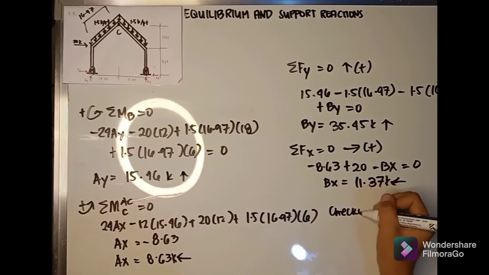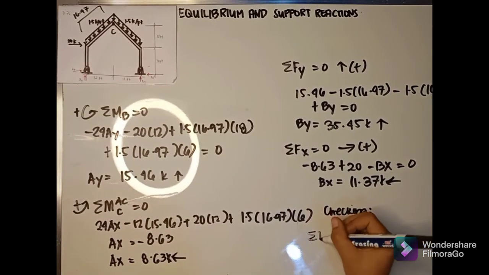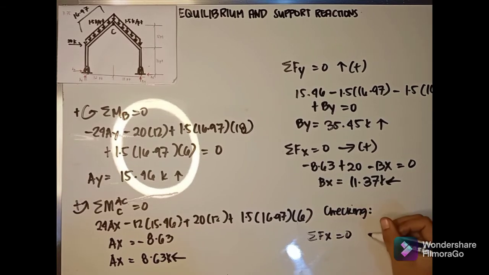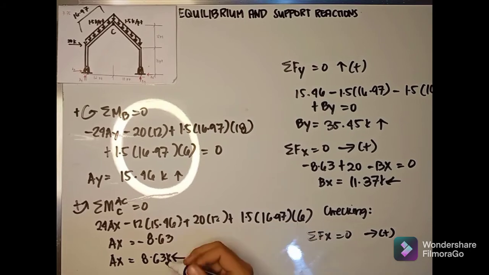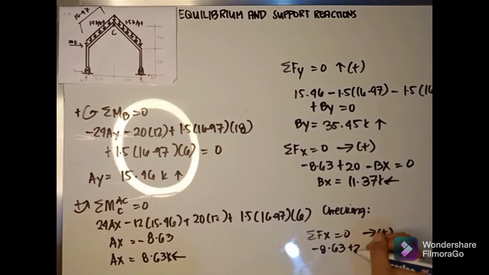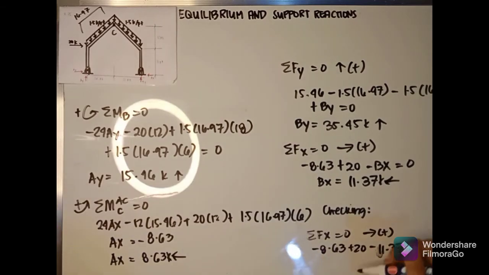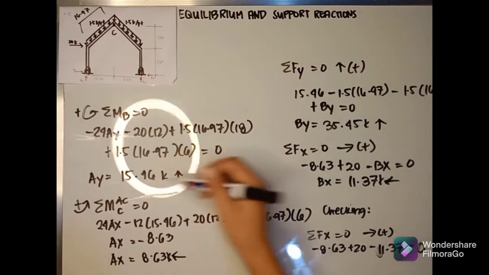We're checking. Now for the summation of forces horizontal, the right is positive, negative 8.63 plus 20 minus 11.37 is equals to negative 8.63 plus 20 minus 11.37 is equals to 0. Therefore, our answers are correct.